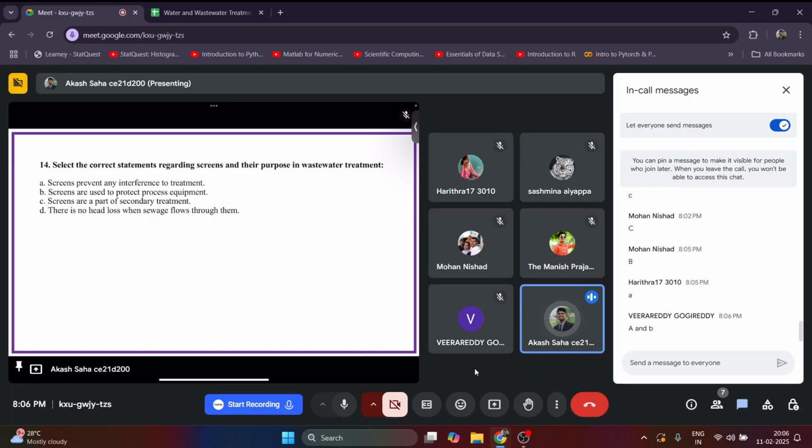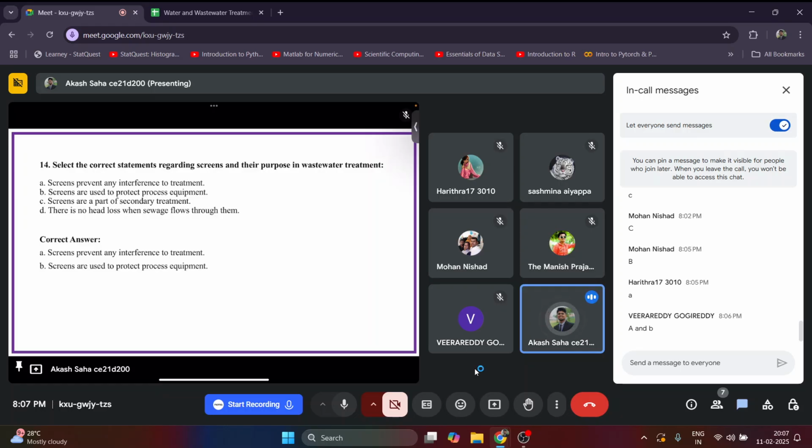Yeah, so both A and B are correct, because these screens will prevent any big size particles, some wooden logs or any other bigger size particles which can affect the treatment system and also the equipments. Because suppose a big wooden log goes and blocks the pumps, it will be a big problem. So that's why they prevent both of them.